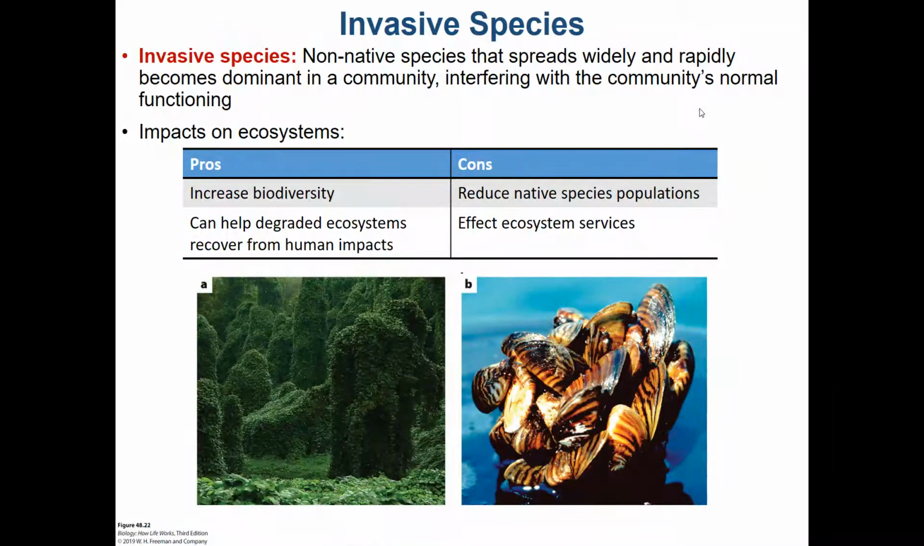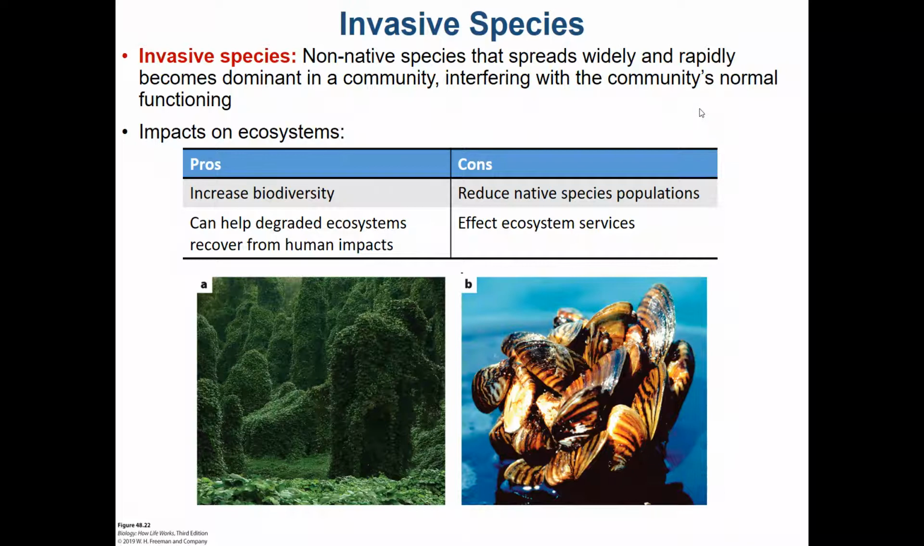Another threat to our environment are invasive species, and they're one of the most insidious causes of habitat loss. Invasive species are non-native species that spread widely and rapidly, becoming dominant in a community and interfering with the community's normal functioning, so they're messing up the ecosystem. Removed from natural constraints on their population growth, such as predators or diseases, invasive species can expand dramatically when introduced into new areas, and they have major negative consequences on native species and ecosystems.